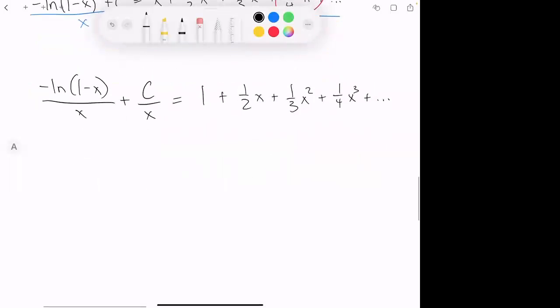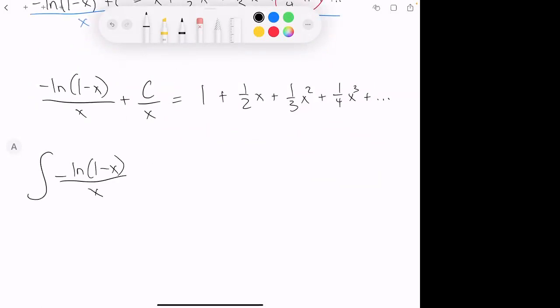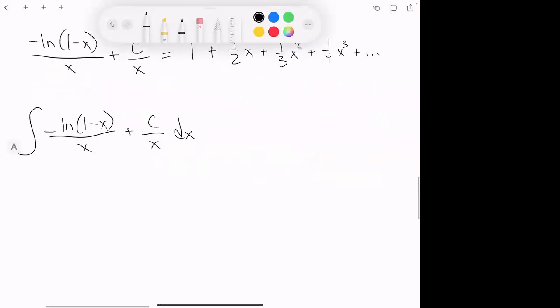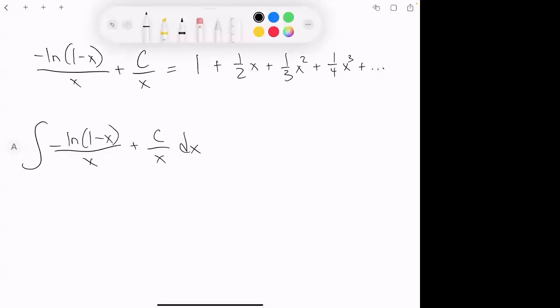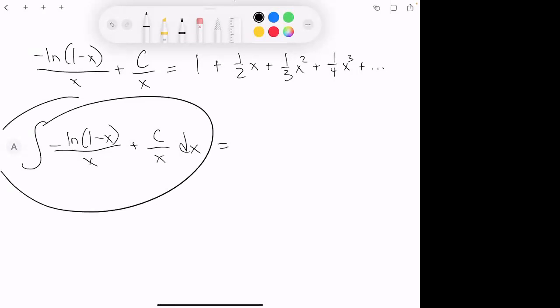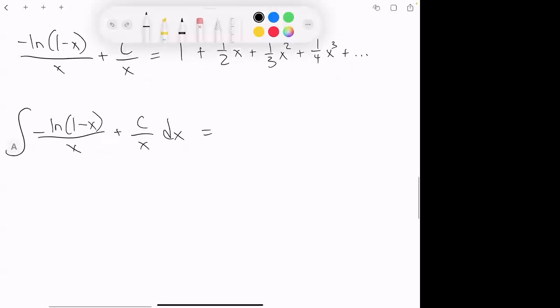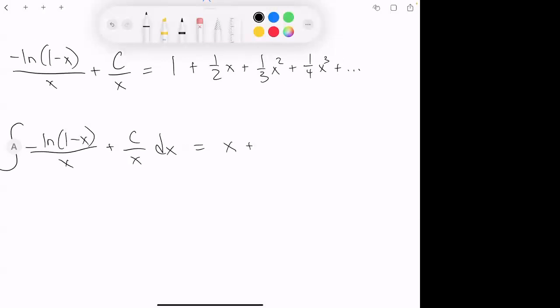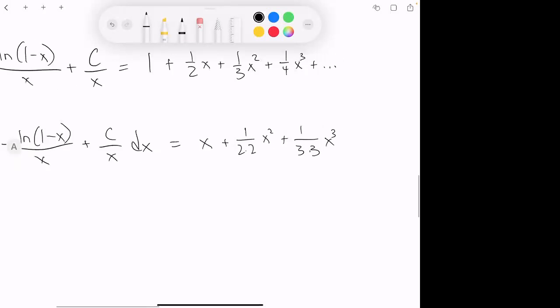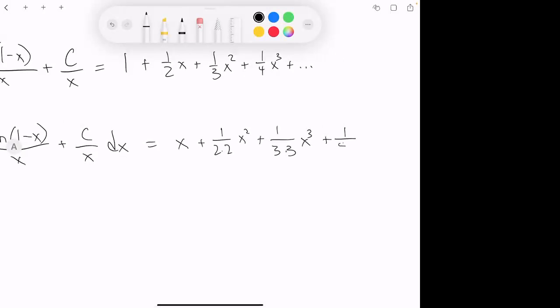And so now when we take the integral again, not looking forward to that. We'll leave that for a second. Equals, so the integral over here, we're going to get another constant, so I'll call that d or something. But on the right-hand side, we end up with x plus 1 over 2 times 2x squared plus 1 over 3 times 3x cubed, right? So here we're ending up with the correct coefficients.